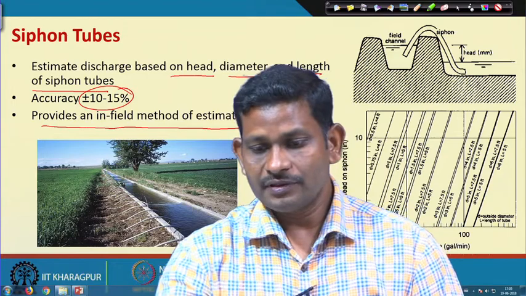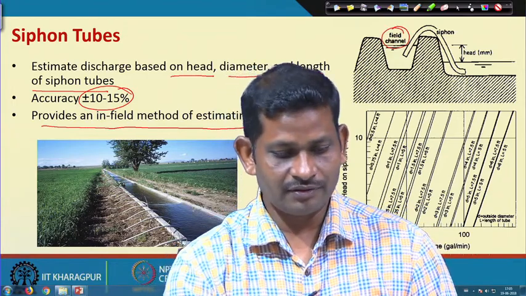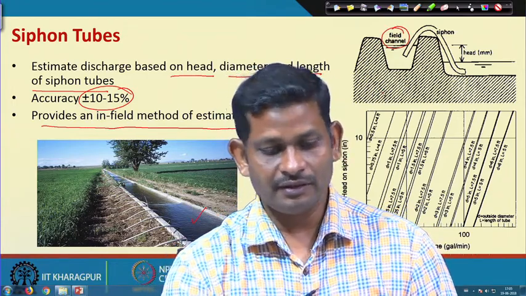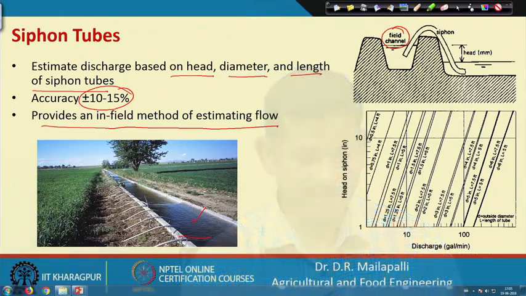So, if you see here, this is the field channel. Same as here, this is a field channel. From the field channel, if you see, this is called a siphon. So, the siphon has been installed into each furrow, whatever it may be. So, the water level in the furrow or the downstream and the water level in the field channel will give the head. Okay. So, here the head of the siphon and then knowing the diameter of the siphon.